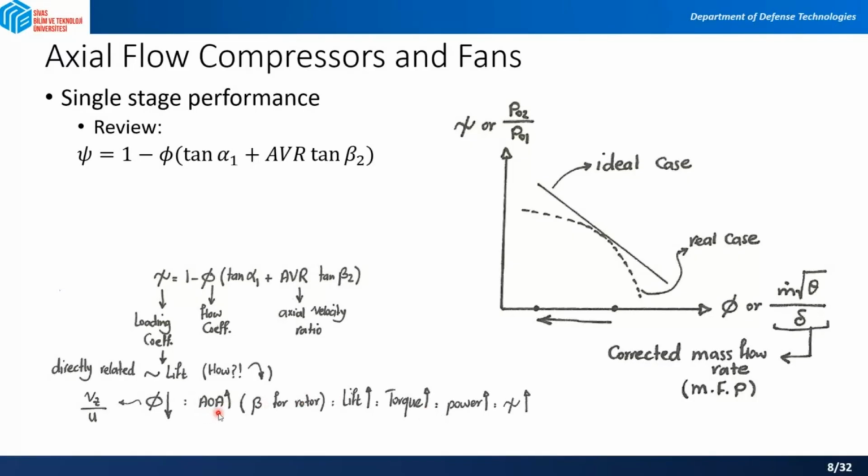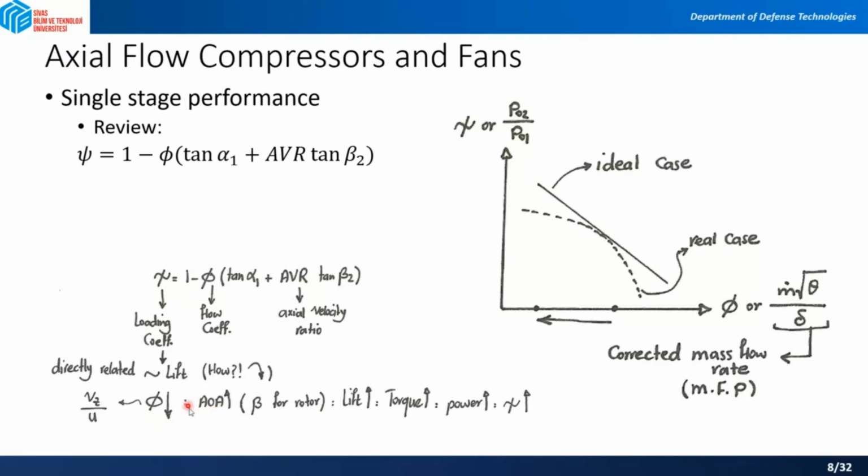Because if you increase your angle of attack, it means that the beta angle for the rotor is increased. And you remember that if you increase the angle of attack, normally the lift is increasing until some point, and then it is stalling. So the lift increases as you increase the angle of attack. When the lift increases, the torque that the lift is generating is increased. And when the torque is increased, we know that torque and power are related, so the power is increased. And when the power is increased, it means that your loading coefficient is increased.